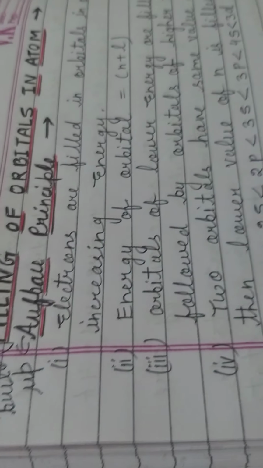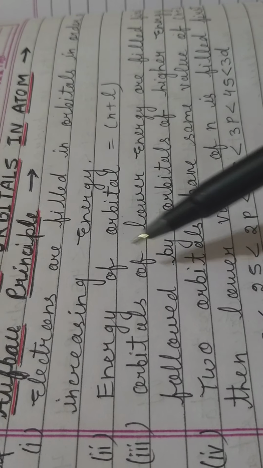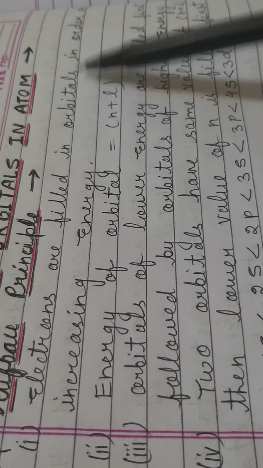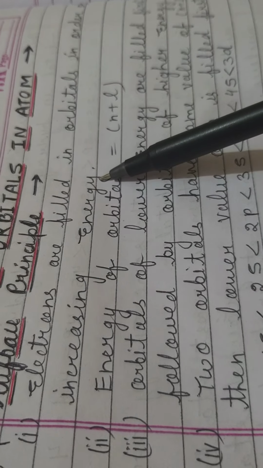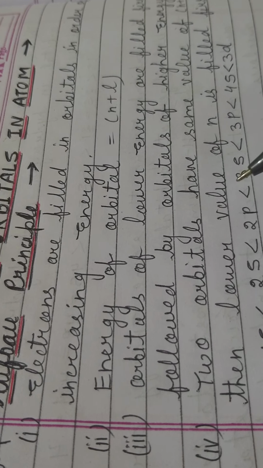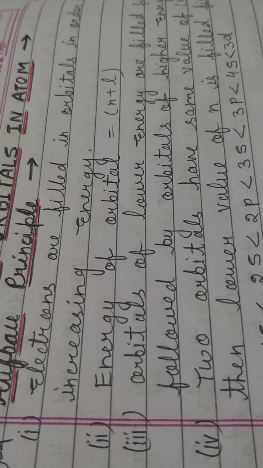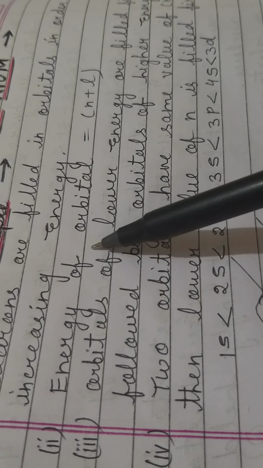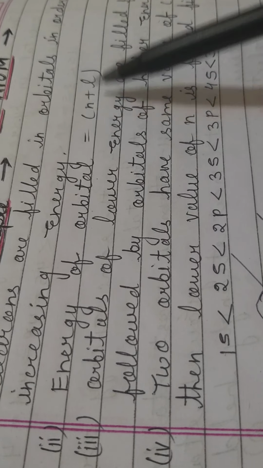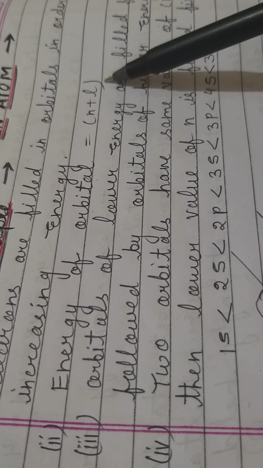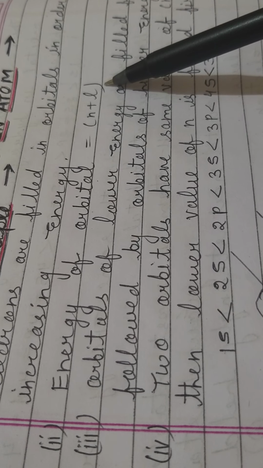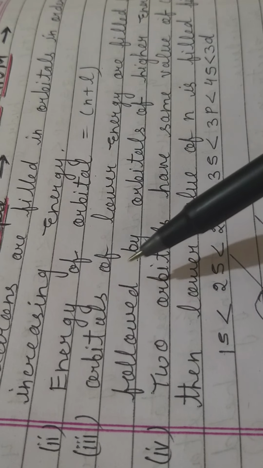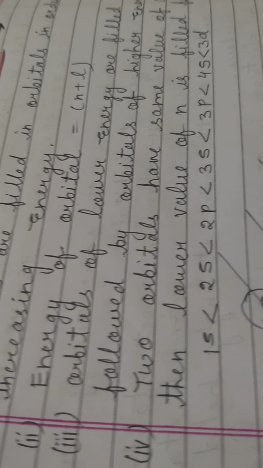Now you have to see the points which we have to follow in the Aufbau rule. The electrons are filled in orbitals in order of increasing energy. I mean to say, first of all, electrons will enter the lower energy level, then the higher energy level. Next, the energy of an orbital is decided by the sum of n plus L. The n plus L rule is the Bohr-Bury rule.